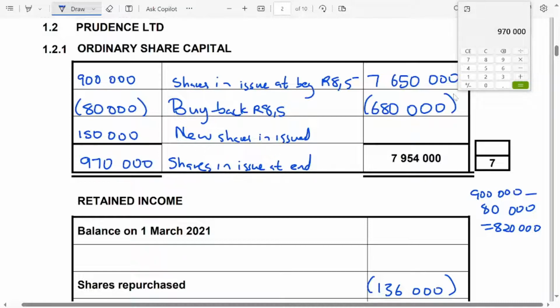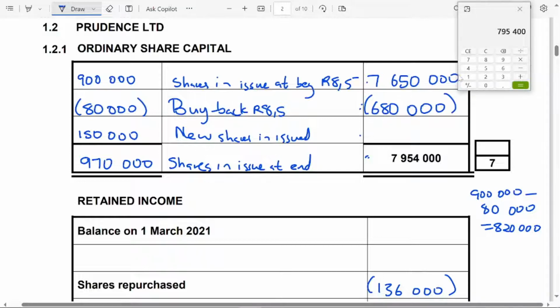Right? But now, we are not given the value for the new shares. We are not told that they were bought, or at how much they were issued. What was their issue price? We are not told. But we can find it. How? Because we know that to get the ordinary share capital at the end, we say shares at the beginning minus buyback plus the new shares, then we get the shares at the end. It means that now we're going to go back. We take the balance at the end, we add the buyback, we subtract the shares at the beginning. So let's do it.